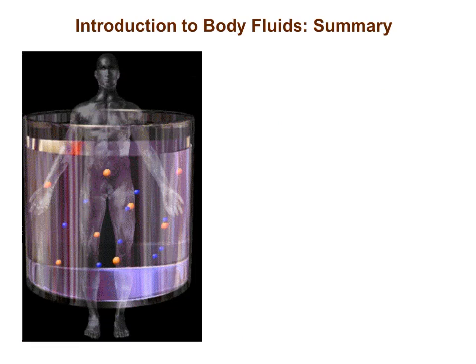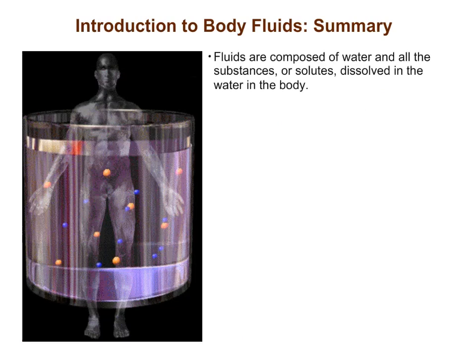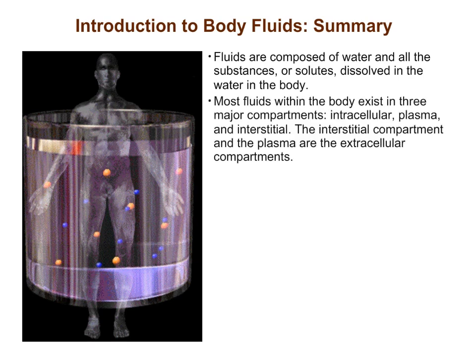Here's a summary of what we've covered. Fluids are composed of water and all the substances, or solutes, dissolved in the water in the body. Most fluids within the body exist in three major compartments: intracellular, plasma, and interstitial. The interstitial compartment and the plasma are the extracellular compartments.